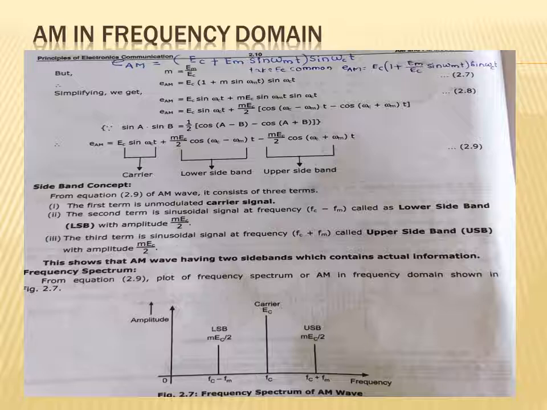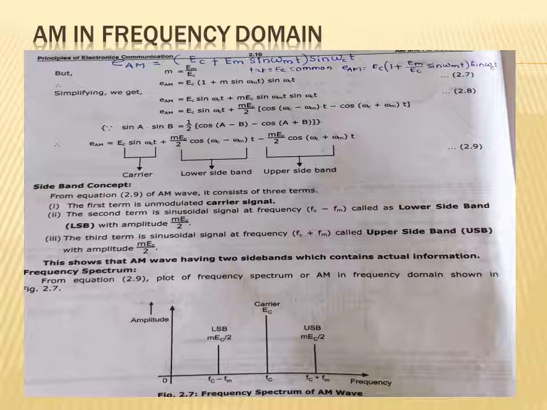Okay, so apply the formula for sin ωmt into sin ωct. The formula: the first one is the half, and we are taking mEc by 2. Next is cos of (a minus b), so cos of ωc minus ωm into t, where first we take the c and next the m, minus cos of (a plus b), cos of ωc plus ωm into t. So this is the final equation.